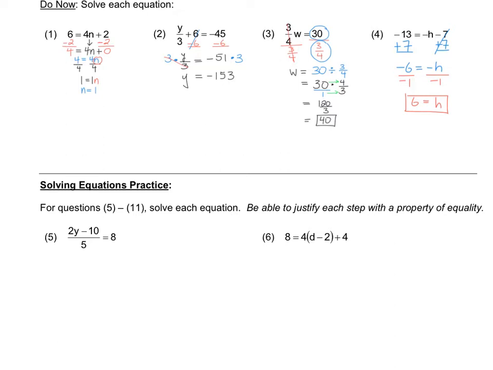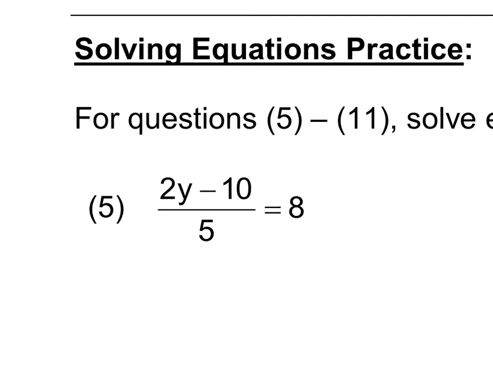All right, so we're going to solve this equation, but be sure to justify each step with a property of equality. All those properties that we had, they have their own variations in equality. And so we just have to make a statement justifying why we're doing the things that we're doing. Okay? So, what would be my first move in number 5?